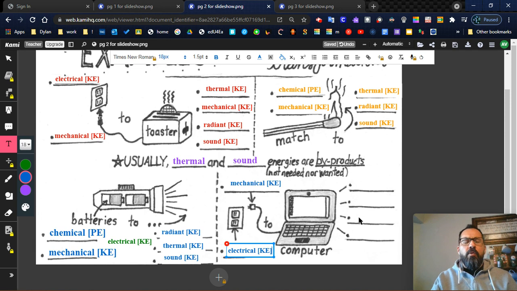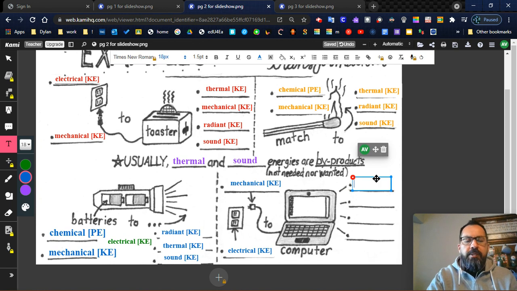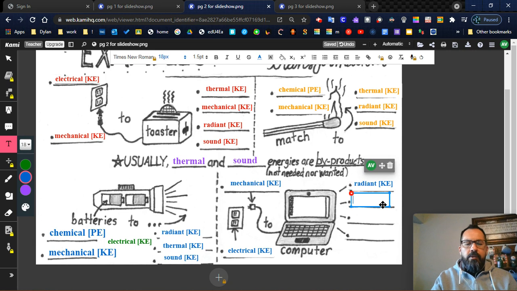What four forms of energy is our laptop or computer going to produce? So think about, why do we use a computer? Most of the time we want to see something on the screen. So that's going to be radiant energy, which is light. If you're playing games or watching a movie or something, you're going to want to be able to hear it. So sound is something else that's produced, and this time we do want that energy.